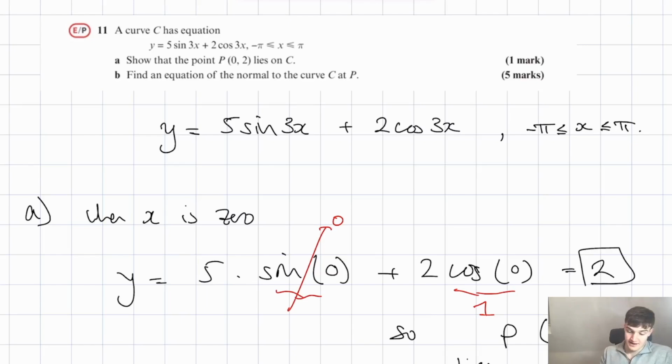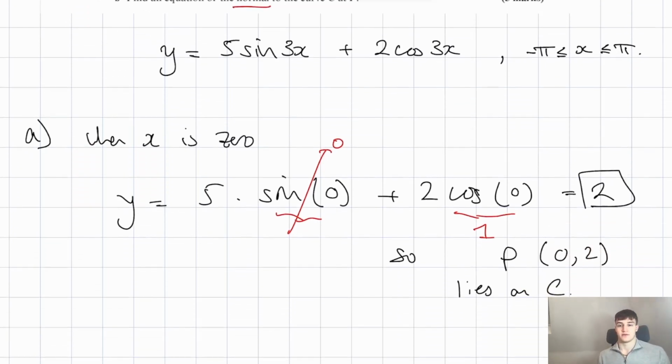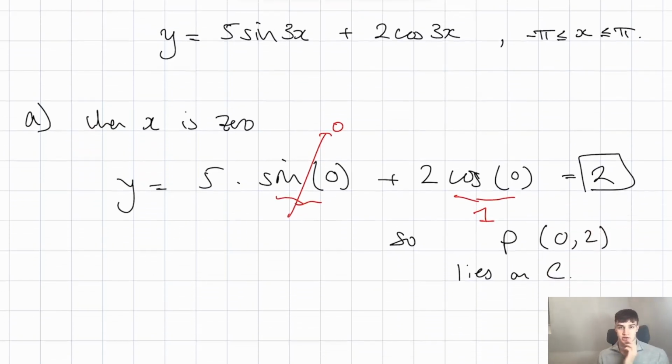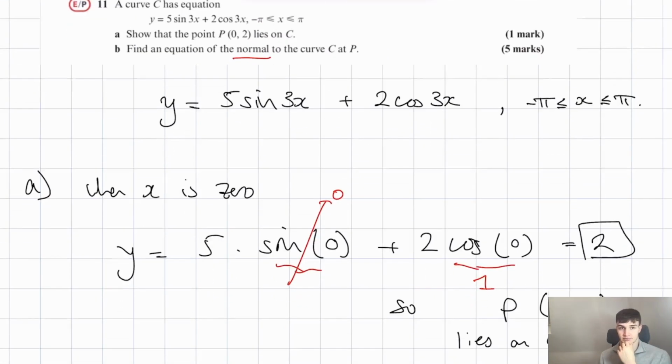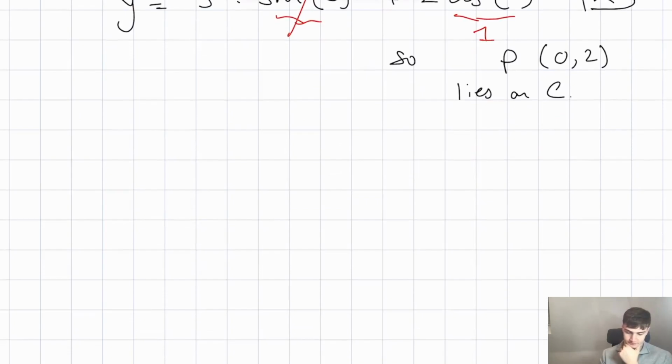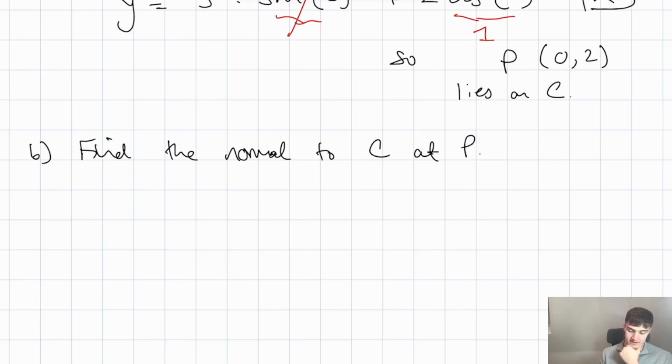Alright, so now we need to do what is more typical in the differentiation questions. They want us to find a normal to the curve C at P. So let's think about that. Find the normal to C at P.